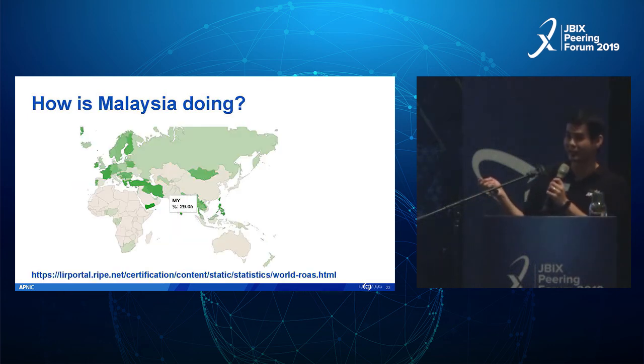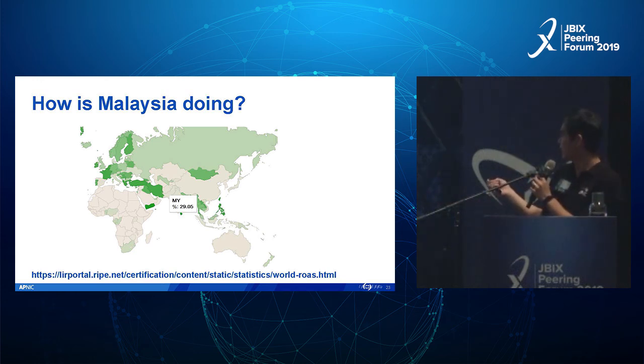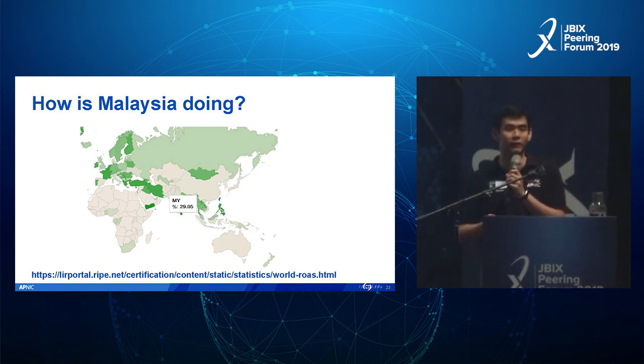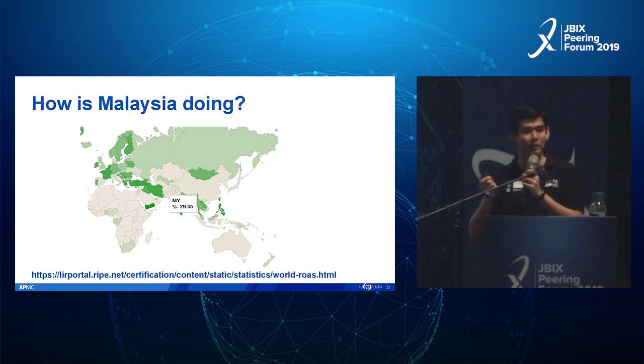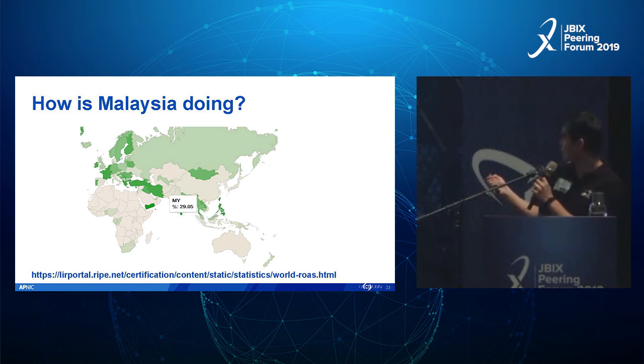So where is Malaysia? Malaysia is doing quite well, not too bad. Before APNIC 48 in Chiang Mai, which is our conference, from my memory, we only had 16%, and after we ran a few ROA and RPKI sessions inside APNIC 48, the numbers have actually bumped up to 29%. So thanks to all the members who are sitting here and who have actually registered their ROA.